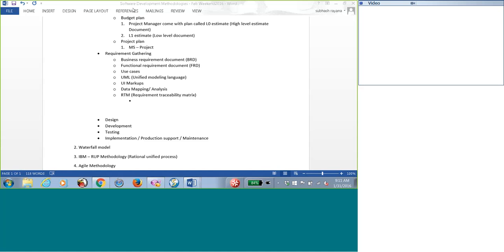So the next step in this whole process, especially the requirements gathering, once we know that the requirements or the vision is clear, the next step is to elaborate the requirements, right? And as part of the requirements, we said that there are different types of milestones that you may end up delivering as a BA, right? The business requirement document, functional requirement document, use cases, UML diagrams, and so on, right?